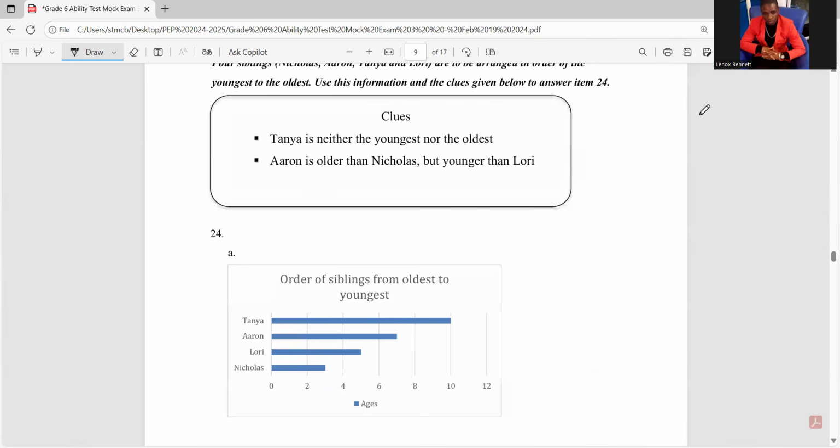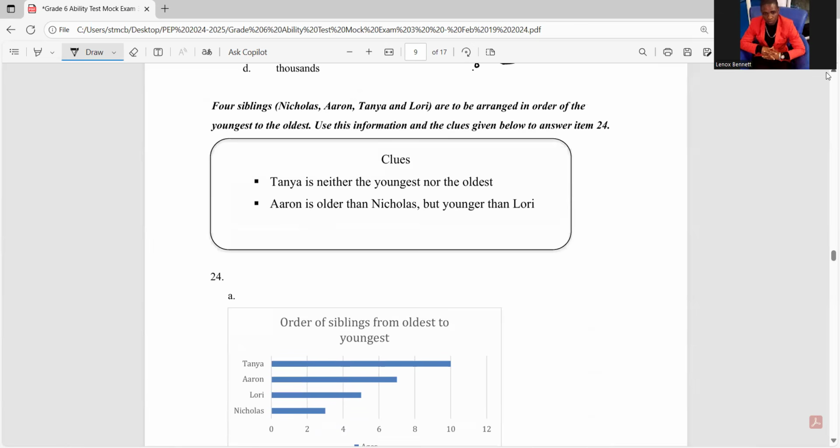It says 4 siblings, Nicholas, Aaron, Tanya, and Lori, are to be arranged in order of the youngest to the oldest. Use this information and the clues given below to answer item 24. And there they give the clues. Tanya is neither the youngest nor the oldest. That's clue 1.